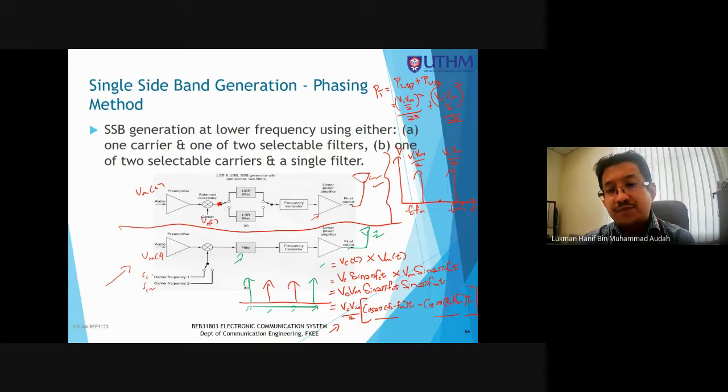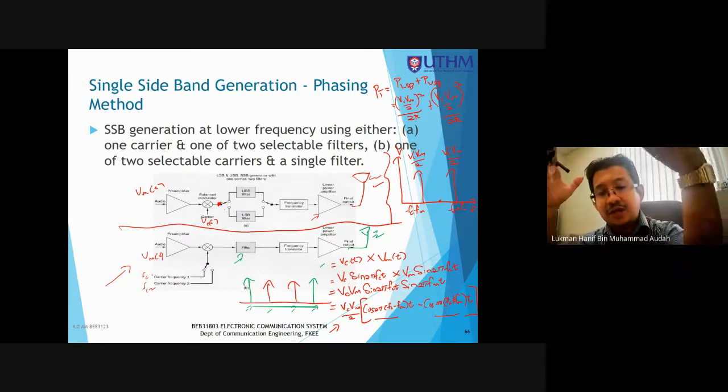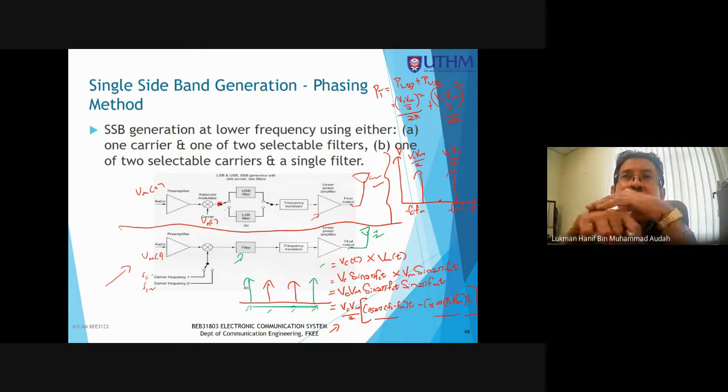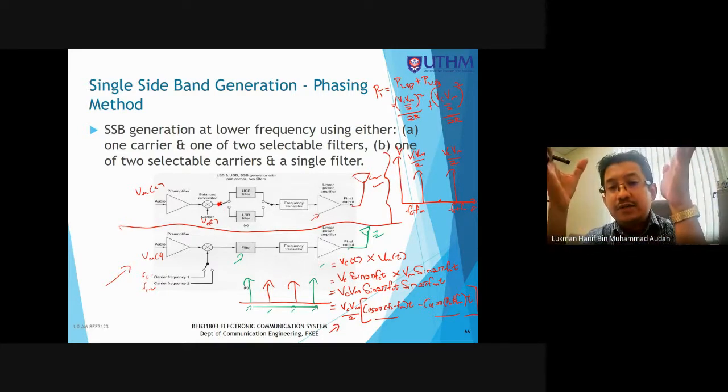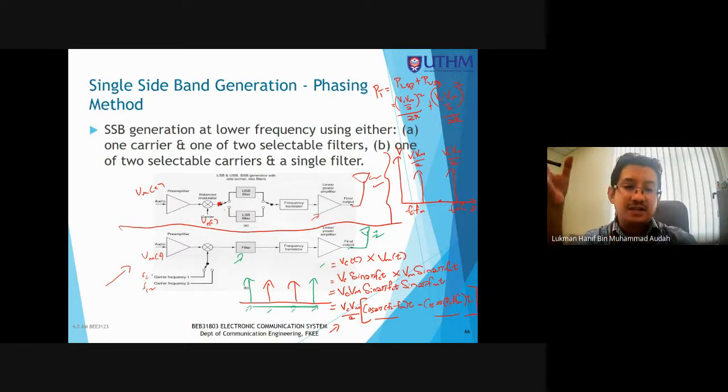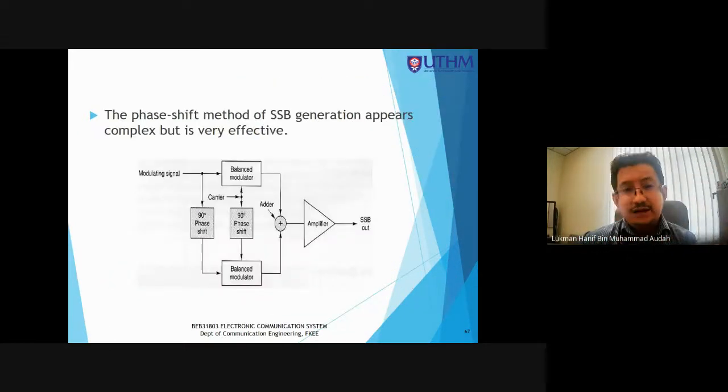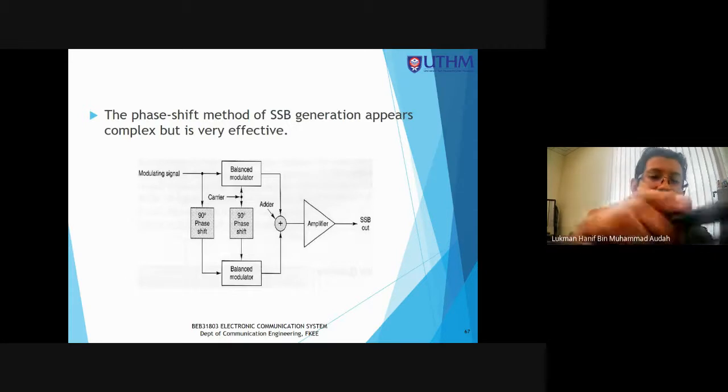dalam kes ini keluaran daripada balance modulator ada dua sideband, kemudian kita filter out the unwanted sideband, kita buang, kita hanya select salah satu saja dan kita akan hantar. Dan kalau kita gunakan balance modulator bermakna tidak ada carrier component, maknanya kita akan menghasilkan single sideband without carrier. Okay. So ini adalah menggunakan phasing method, bermakna kita ada filter, kita nak buang unwanted sideband. Kita ada satu lagi kaedah menggunakan phasing method. Okay, so this is phasing method.